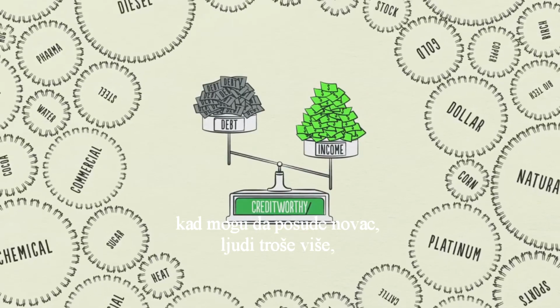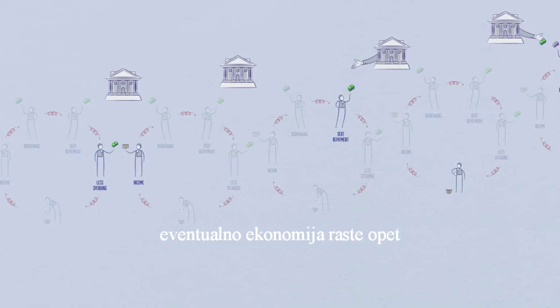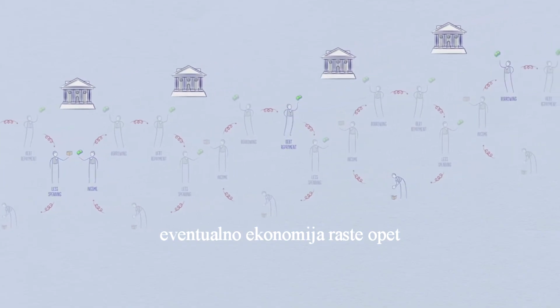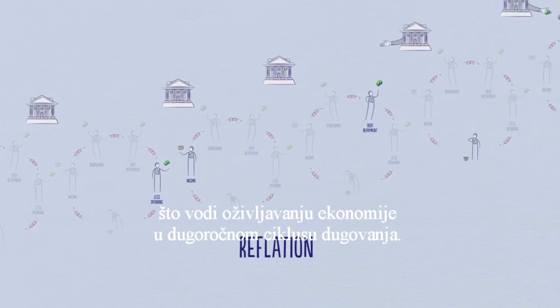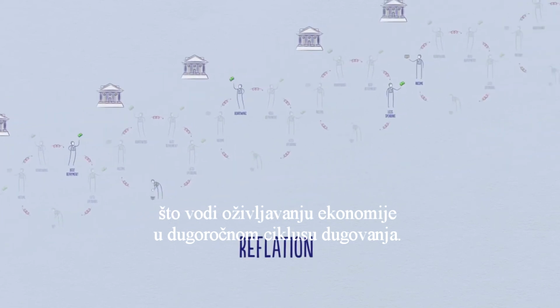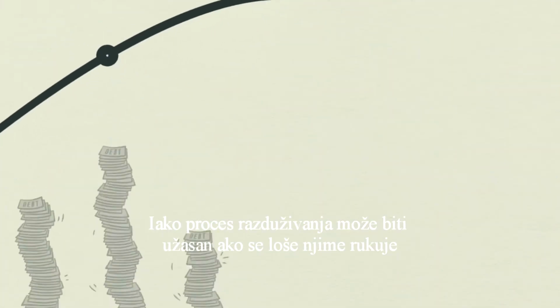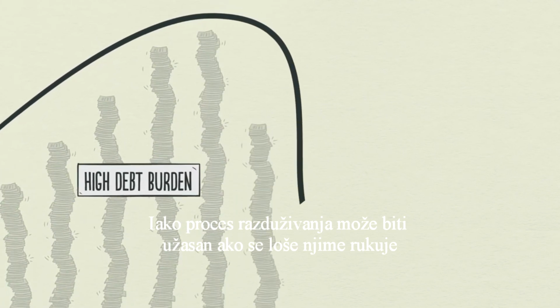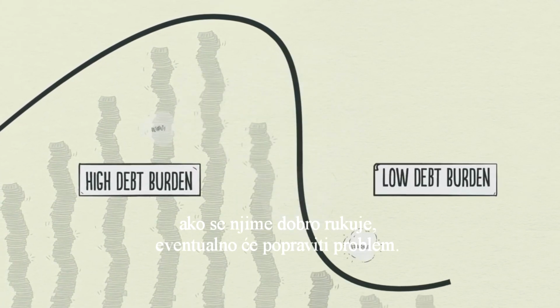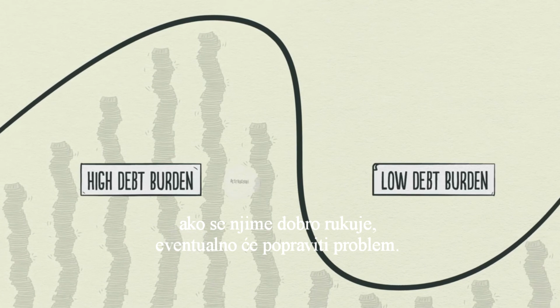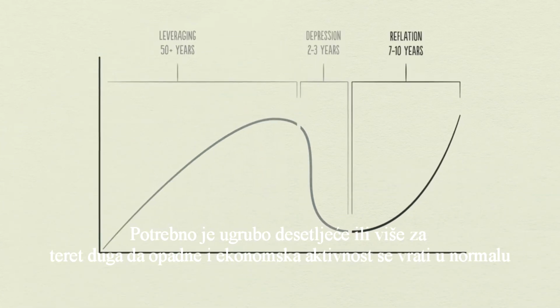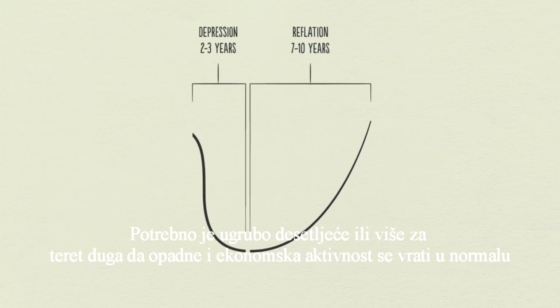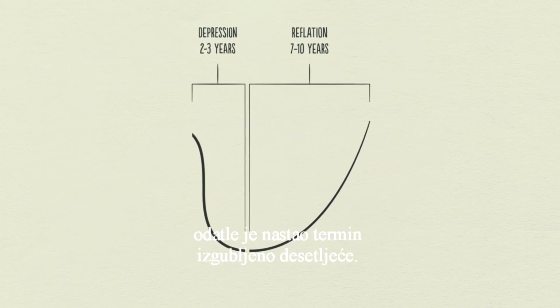Able to borrow money, people can spend more. Eventually, the economy begins to grow again, leading to the reflation phase of the long-term debt cycle. Though the deleveraging process can be horrible if handled badly, if handled well, it will eventually fix the problem. It takes roughly a decade or more for debt burdens to fall and economic activity to get back to normal, hence the term lost decade.